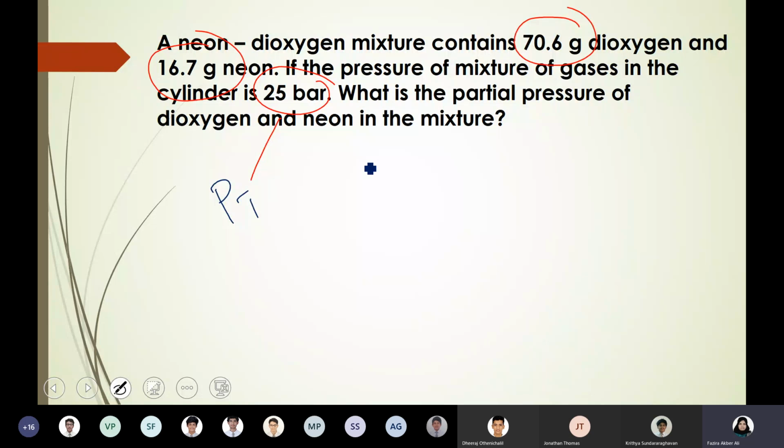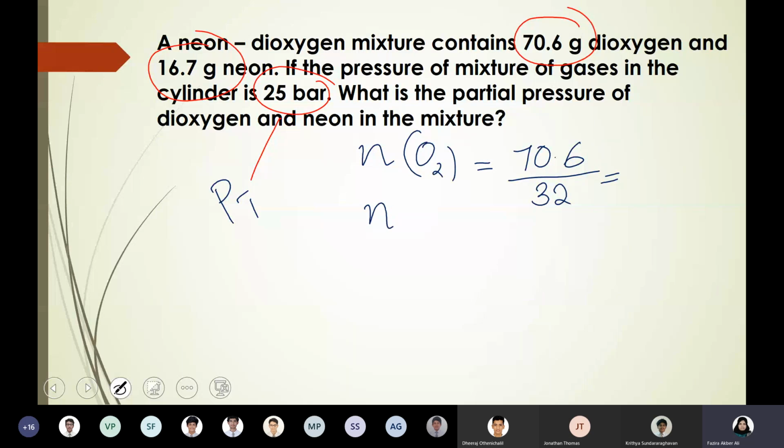So for the number of moles of oxygen, you have to find mass, which is 70.6. What is the molar mass of oxygen? One oxygen is 16, so O2 means 32. 70.6 divided by 32, right? And you will get an answer for that. And similarly, you have to find the number of moles of neon.